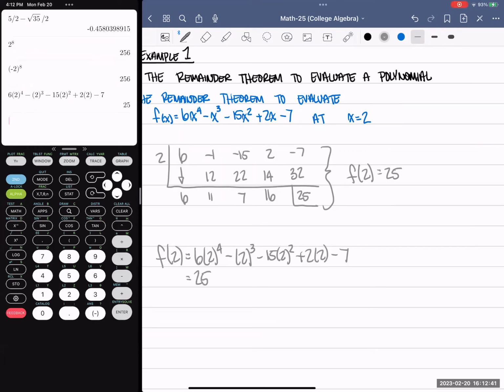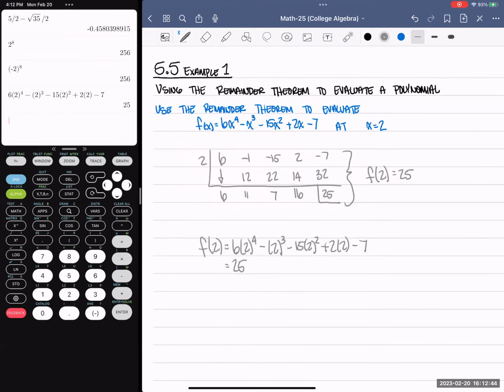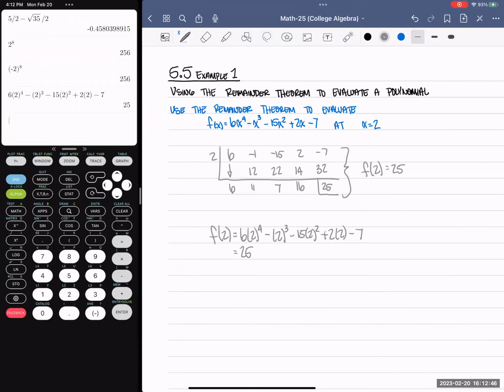And we just proved it by actually computing everything out. But the remainder theorem does tell us that this will always be true here.